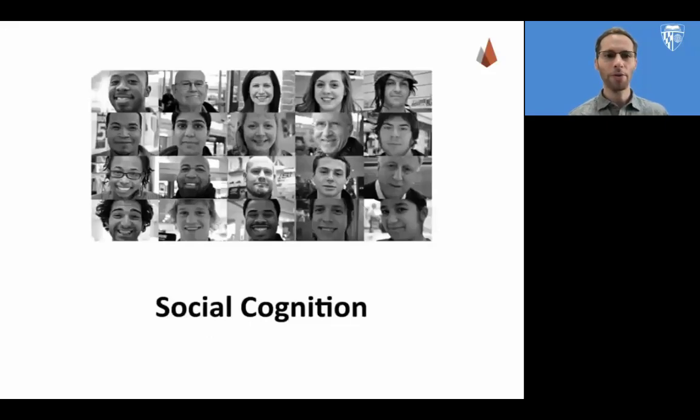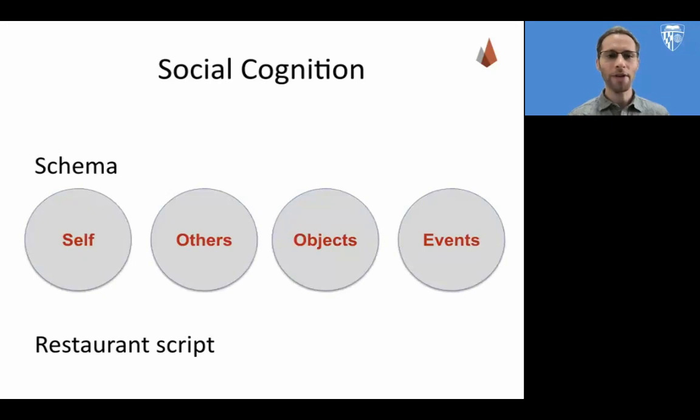In this video, we're going to talk about social cognition. Social cognition is the area of psychology that examines how people perceive and think about their social world. As I mentioned in a previous video, people have schematic representations of their world. This means that we form mental representations of things in order to figure out what to do.